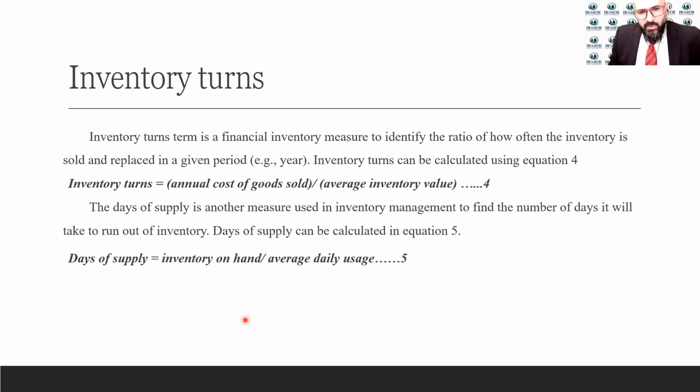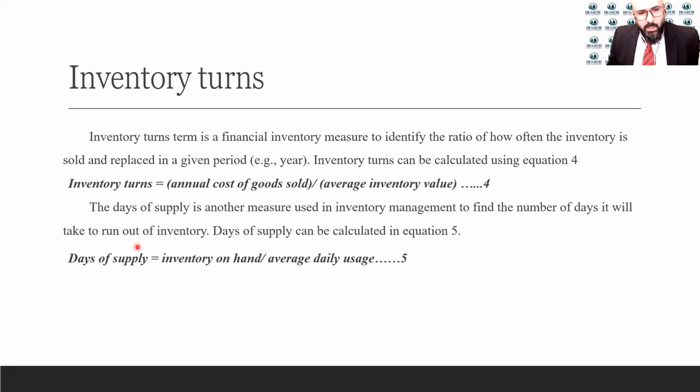Inventory turns is a financial measure that we use to identify the ratio of how often the inventory is sold and replaced in a given period. Inventory turns can be calculated using this equation here: the annual cost of product sold divided by the average inventory value.